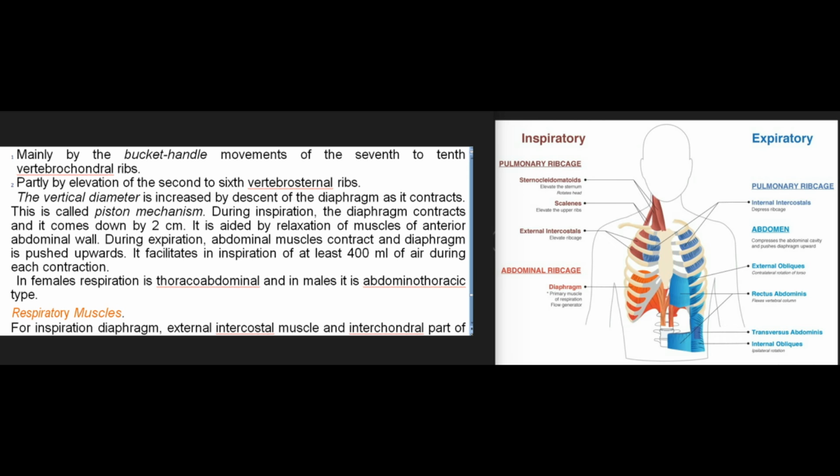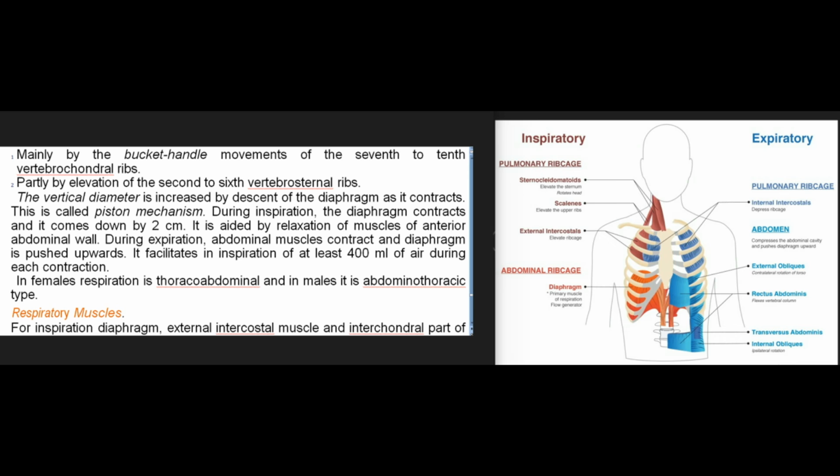During inspiration, the diaphragm contracts and it comes down by 2 centimeters. It is aided by relaxation of muscles of anterior abdominal wall. During expiration, abdominal muscles contract and diaphragm is pushed upwards. It facilitates inspiration of at least 400 ml of air during each contraction. In females, respiration is thoraco-abdominal and in males it is abdominothoracic type.